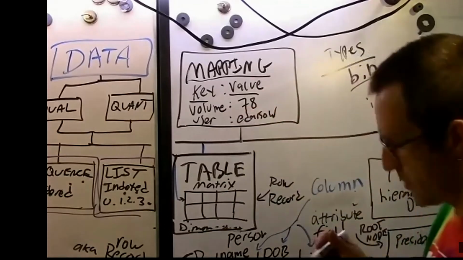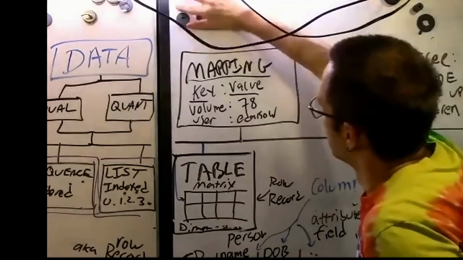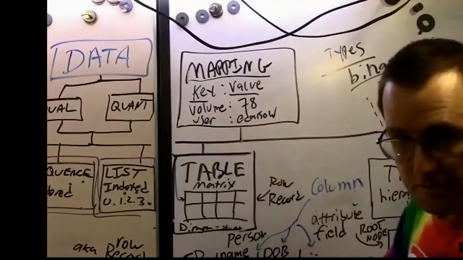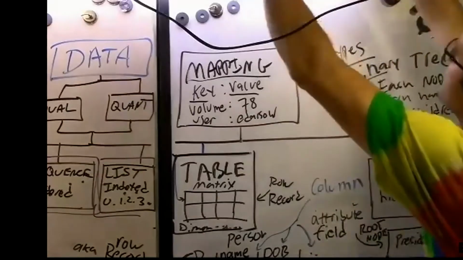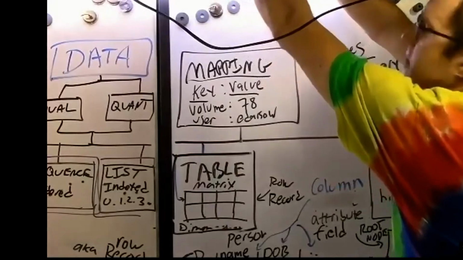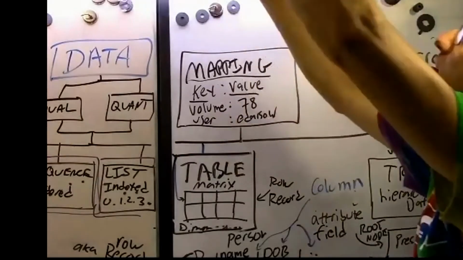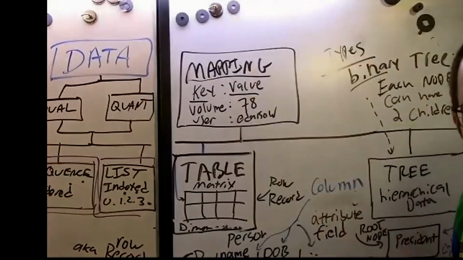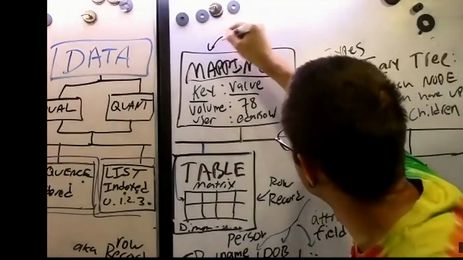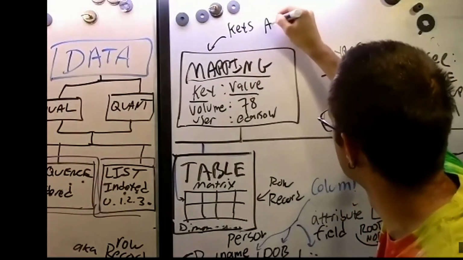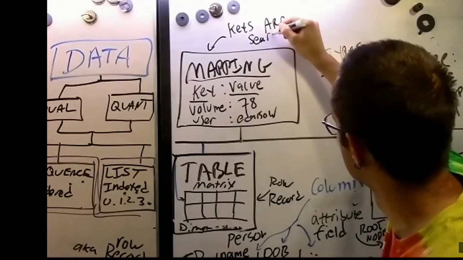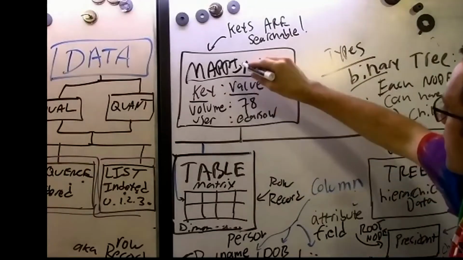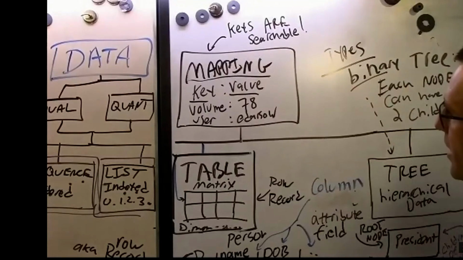And so those key value pairs are organized such that the keys are searchable. I'm running out of room. Let's put this up here. And this up here. And so you can still see this. So keys are searchable. So we look up values by key.